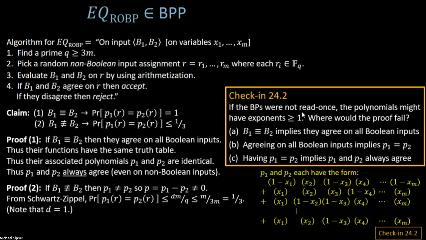Suppose the branching programs, well, maybe I sort of discussed this already, but that's okay. The branching programs were not read-once. The polynomials might have exponents bigger than 1. So where would the proof fail?